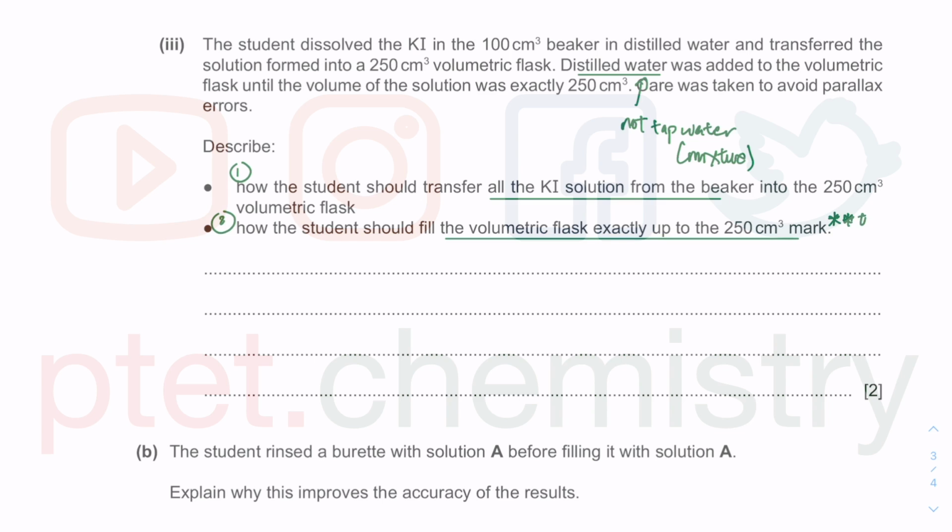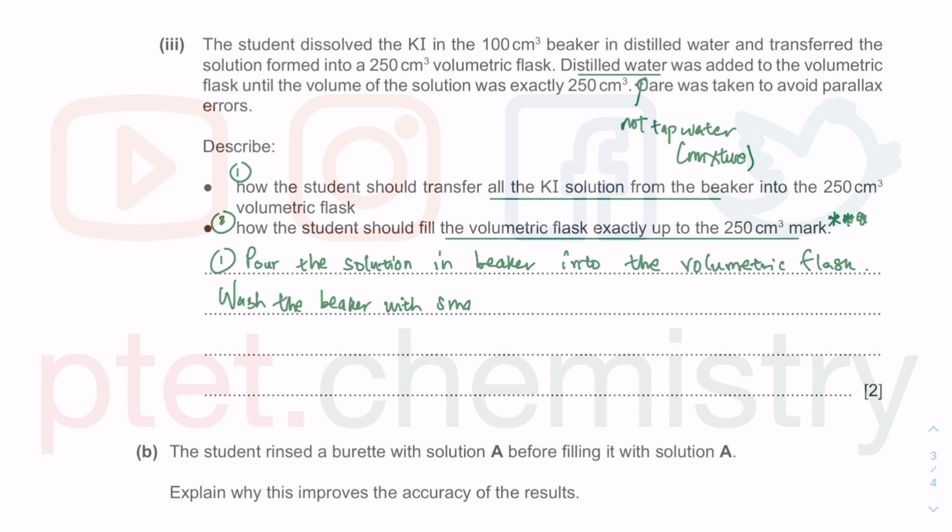This is the most important one. You have to talk about the dropwise towards the end, but you don't do dropwise from the very beginning. Okay, first of all, how the student should transfer. Well, now that you already got it dissolved in a 100 cm³ beaker in distilled water, so pour the solution in the beaker into the volumetric flask.